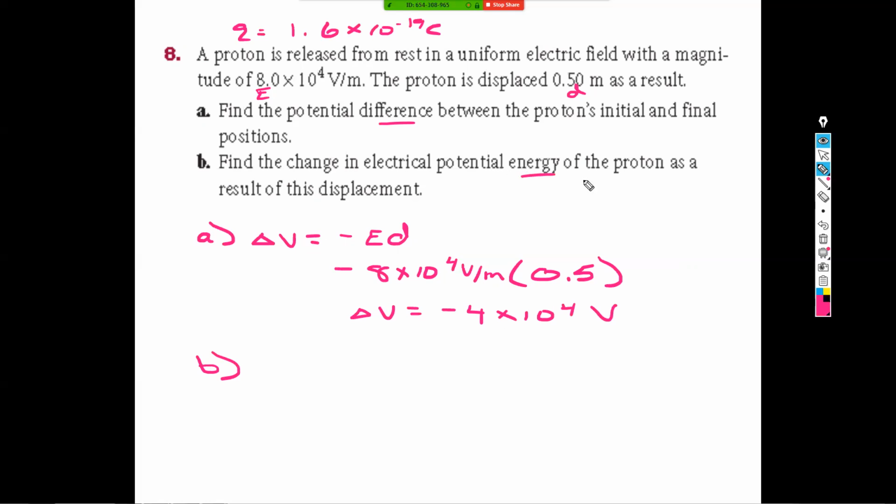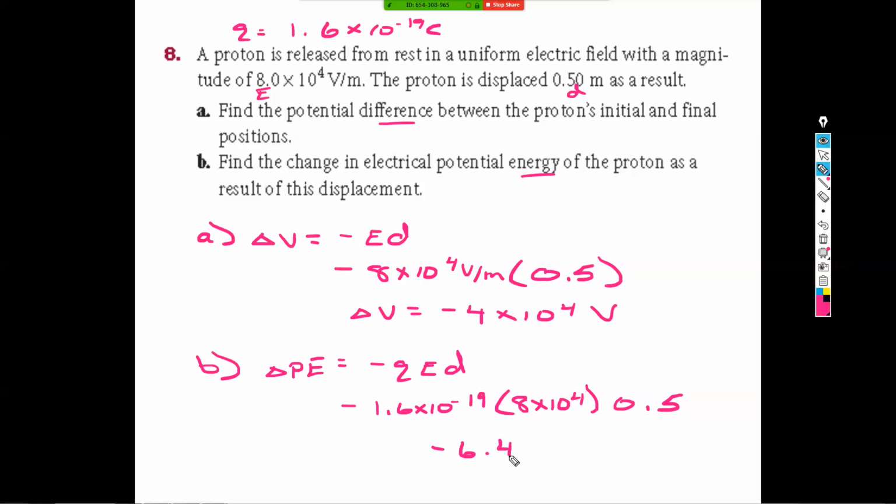Find the change in the electric potential energy. So potential energy, negative QED. You'll have your negative 1.6 times 10 to the negative 19th, your electric field strength, which was 8 times 10 to the 4th, and your distance of 0.5. And you get negative 6.4 times 10 to the negative 15th joules of energy available to you.